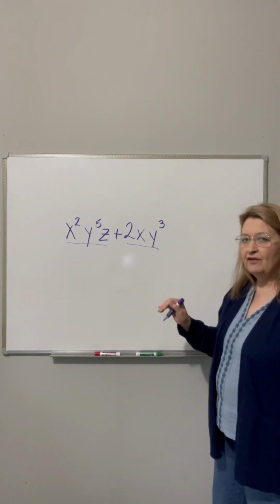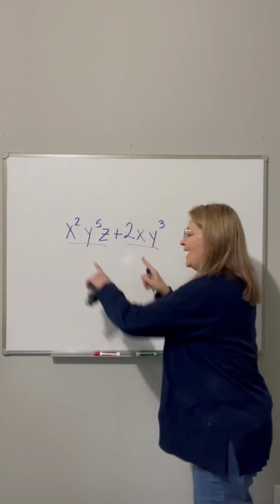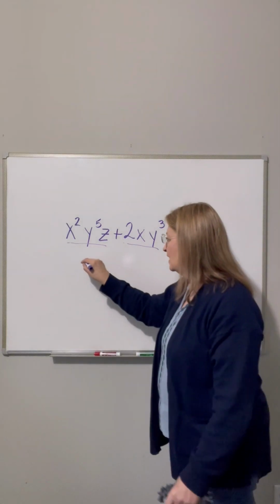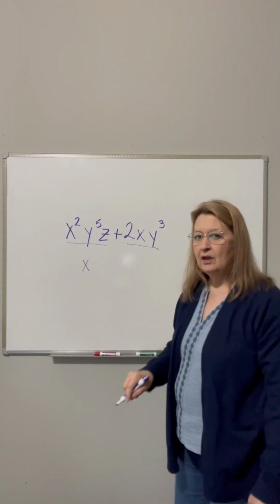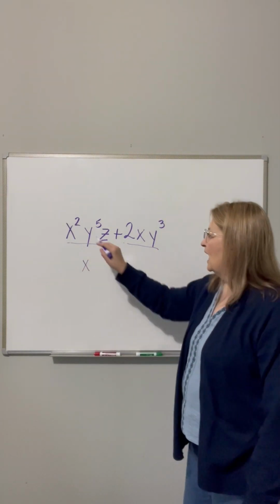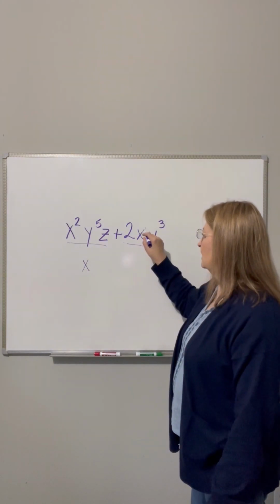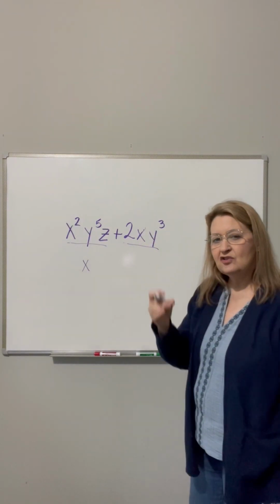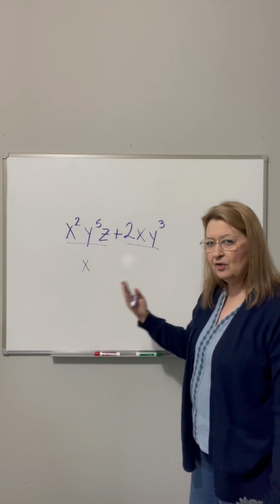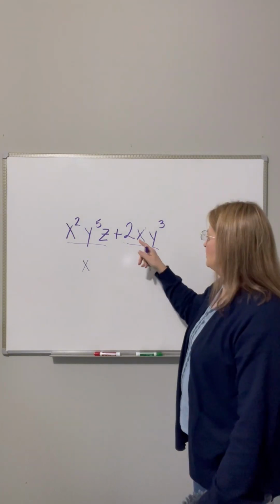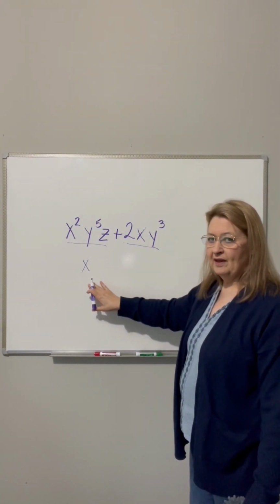So let's look at these variables. Now I do have an x in both of them. So that's a common factor. Now let's look at the exponents. I have an x to the 2nd and an x to the 1st. So I need the smallest one because it has to go into both of them. So x to the 1st is going to be that.